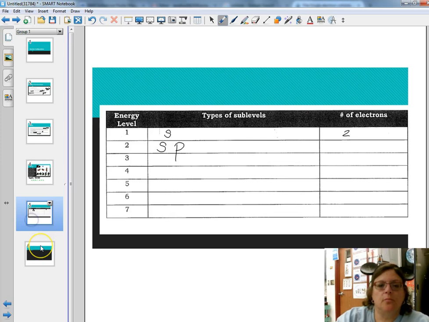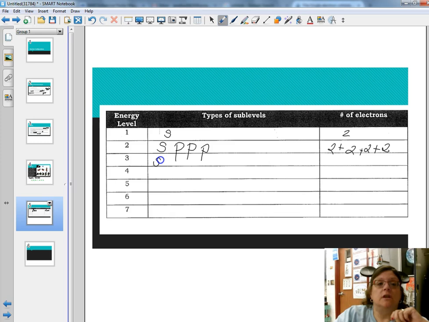Alright, so if we start putting this information in, the s orbital on the first energy level, it's small, it's not a very big area, and has one s orbital, there are 2 electrons. On the second level, there's an s orbital, which has 2 electrons, and then there are 3 p orbitals with 2 electrons each.